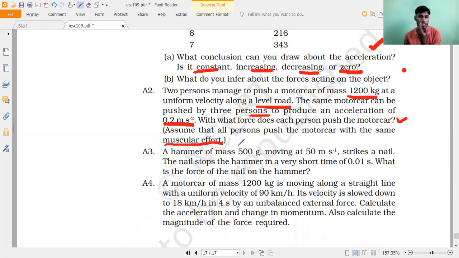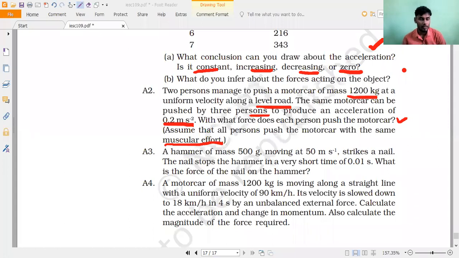So what have to do? So they are saying that 2 persons managed to push a motor car at a uniform velocity along a level road. The same motor car can be pushed by 3 persons to produce an acceleration of 0.2 meter per second square. They are asking what force each person pushes the motor car with. Very simple. What is the force formula? Force equals mass into acceleration.